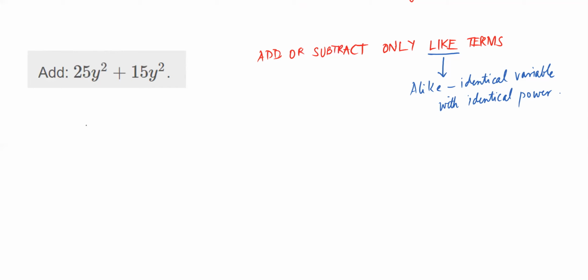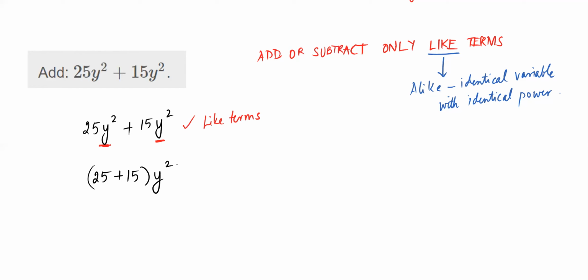So that's what we are asked to do. 25y squared plus 15y squared, they are identical in terms of their variables. So they are like terms. Like terms are compatible for us to add. If they are not like terms, you just cannot add them. So now we have to simply add the 25 and the 15. There's a plus in between them, so I know I have to add. If there was a minus, then I would subtract.